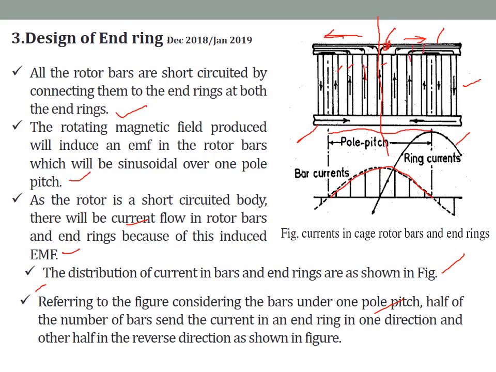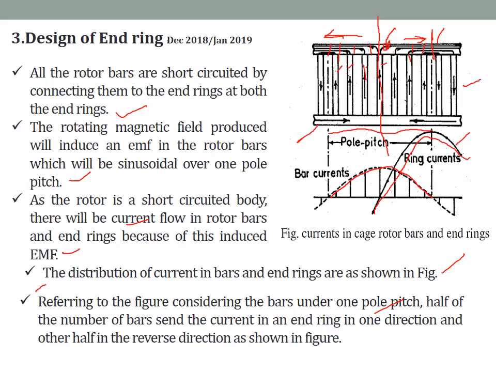Similarly, here one current is there. Here two currents are there. Here three currents are there. Here four currents are there. So now you can see here maximum current will be there. So maximum current you will find in the end ring at this position. So this is the end ring current waveform.